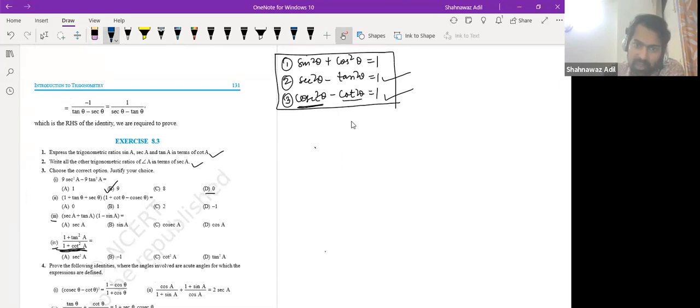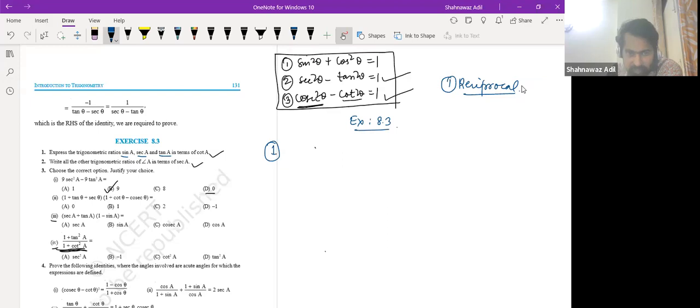So in the first question, we want to calculate sine, sec, and tan. Which one can we directly calculate? Cot A is the reciprocal of what? The idea is that reciprocal is the first thing that we can calculate directly. So from cot A, what can I calculate? The reciprocal of cot A is calculated, what? Tan.